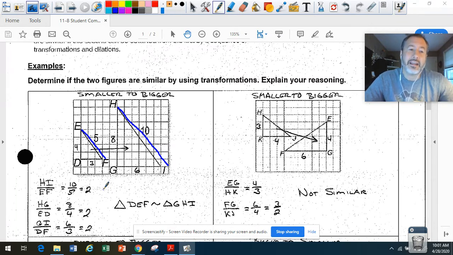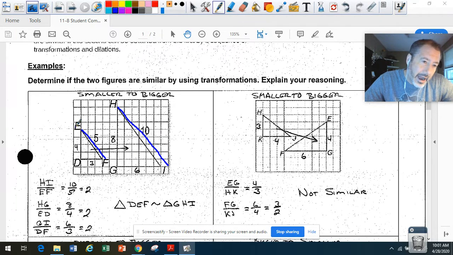Now here's why we don't do EF over HI. If I did EF over HI, I would get a scale factor of 1/2. Does that mean we're going smaller to bigger? No, that means we're going bigger to smaller. So we know this is increasing, and it's increasing by a dilation of a scale factor of 2. Now we need to check around to make sure everything else is the same.